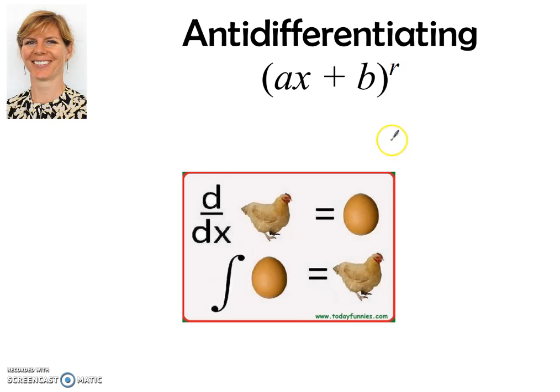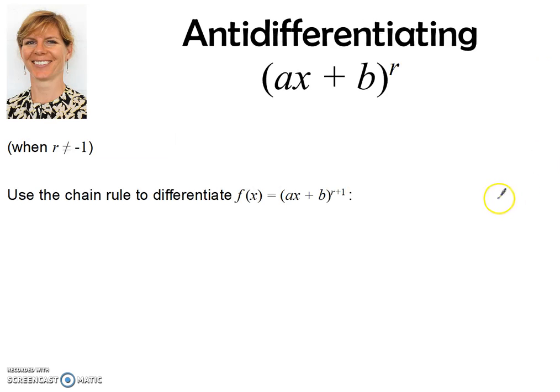We have one where r does not equal -1, which is the fairly straightforward one using the chain rule. And then we have the case where r does equal -1. And we'll look at that separately and do some examples on each just to make sure they're really clear. So for the first one, we're assuming that r does not equal -1.